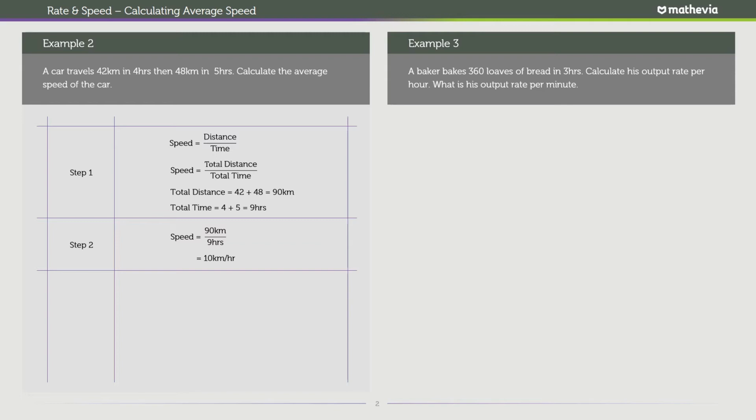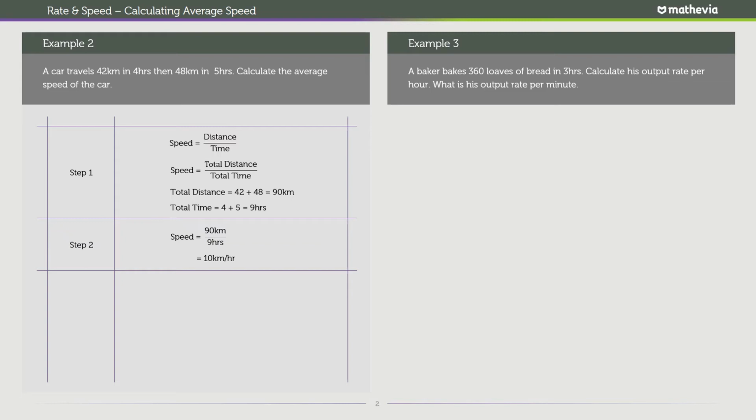So a baker bakes 180 loaves of bread in 3 hours. Calculate his output rate per hour. And then what is his output rate per minute? So basically we have this baker baking bread, and we want to know how fast this baker can bake his bread. So we want to find the rate, his output rate, how much bread this baker can output in a given period of time, basically.